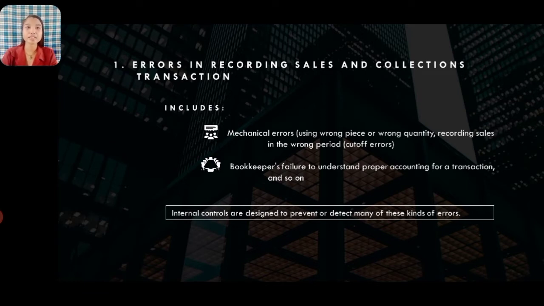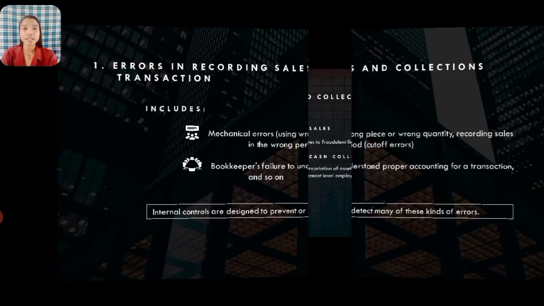Again, another example is the bookkeeper's failure to understand proper accounting for a transaction. For example, you are recording a sale to a customer, and you debit the sales and credit accounts receivable or cash. That is not accepted, because in recording the sale, you will debit accounts receivable or cash, and you will credit the sale. Actually, internal controls are designed to prevent or detect many of these kinds of errors. Now, let's move on.